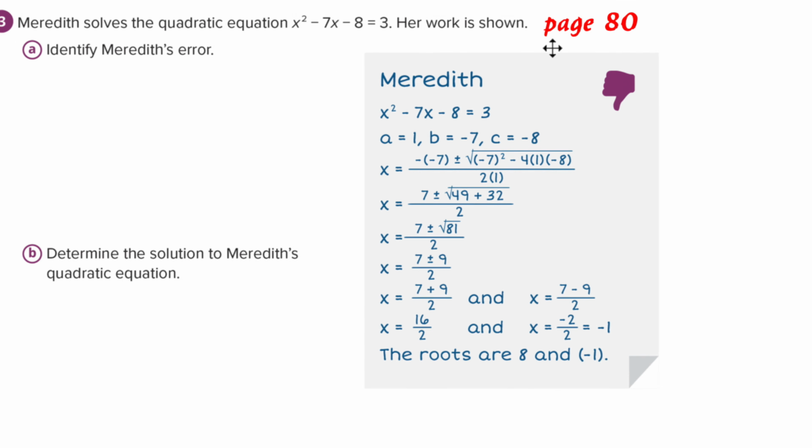Oh, no, we're going to look at 80. Whew, I got excited there. I got real excited. Meredith solves the equation x squared minus 7x minus 8 to equal 3, and her work is shown here. Identify Meredith's error. So we're going to look at it.